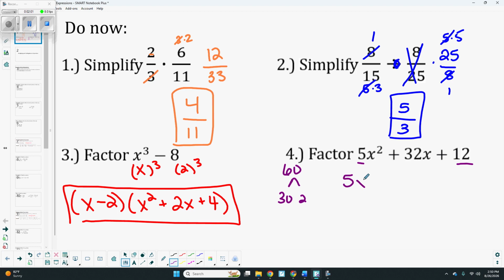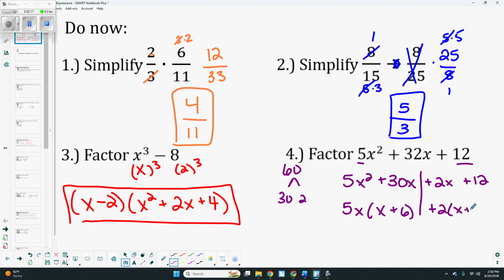Then we write it out as our 4 terms, right? 5x squared plus 30x plus 2x plus 12. Factor that by grouping. So out of the first two, we have a 5x. Divide that, we get x plus 6. Second two, I have positive 2. Divide that, we have x plus 6. So the factored form would be the x plus 6, and then the leftover is the 5x plus 2.